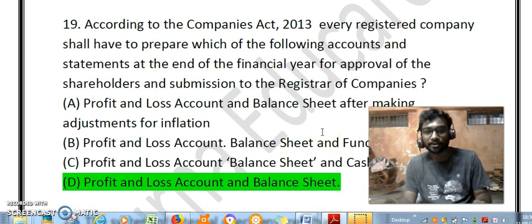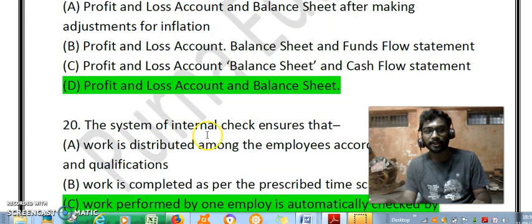According to the Companies Act 2013, every registered company shall have to prepare which of the following accounts and statements at the end of the financial year for the approval of shareholders and submission to the registrar of companies. It is obviously profit and loss account and balance sheet.